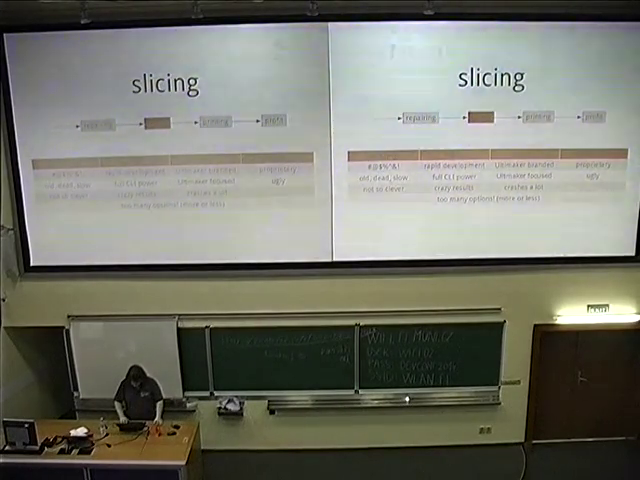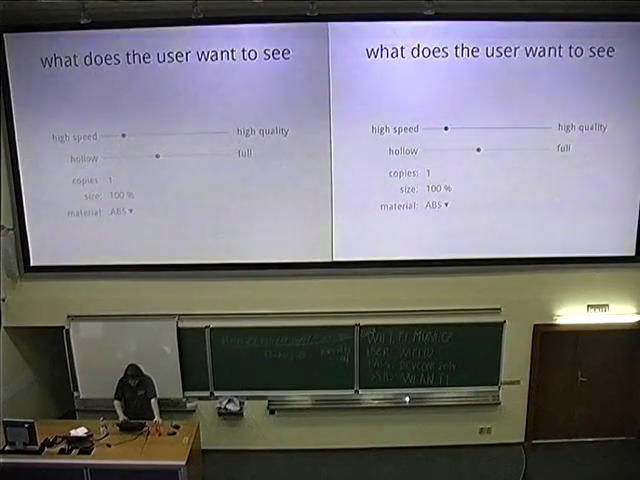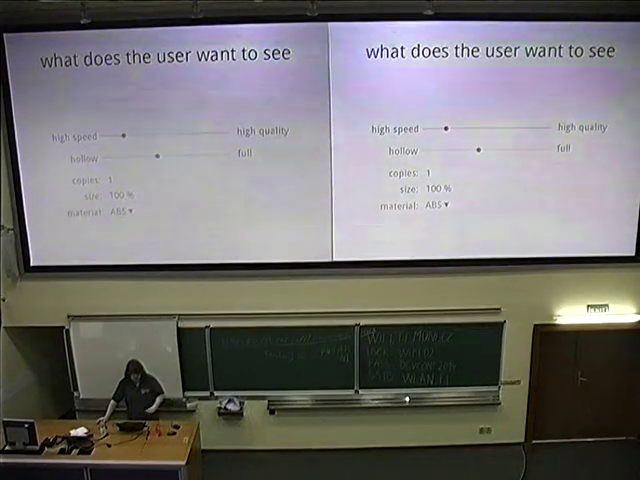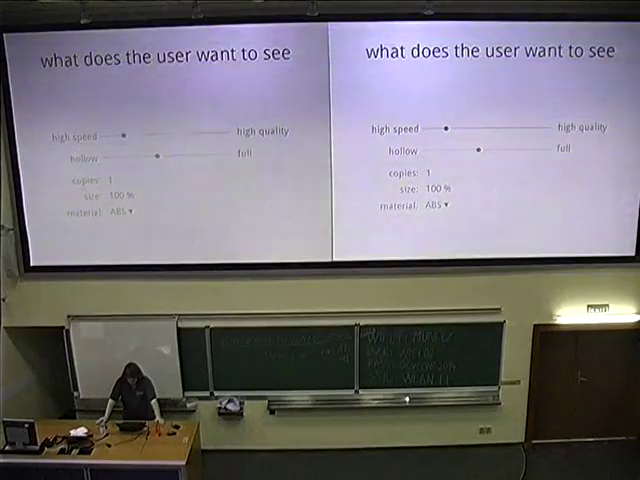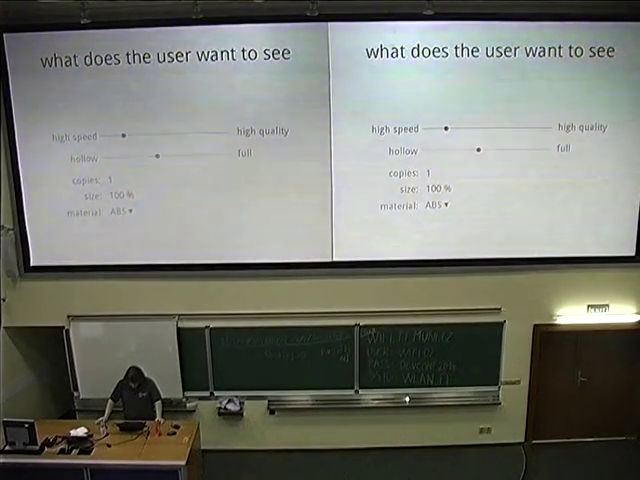and stuff like that. So what you should really see when you slice is something like this, and that should be it. High speed, high quality, you want it quick or you want it nice. Probably you just want both, but that's not yet possible. And if it's hollow or full, how many copies, what the size should be, and what your material is. Everything else should be magically guessed from the printer itself.